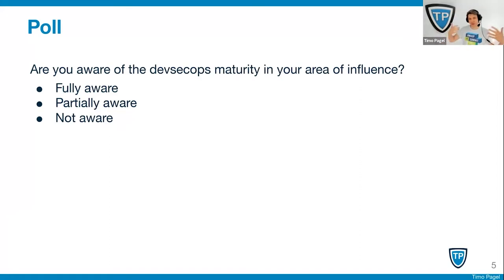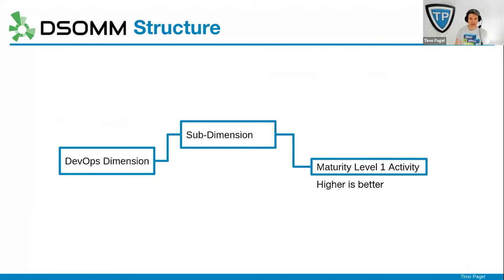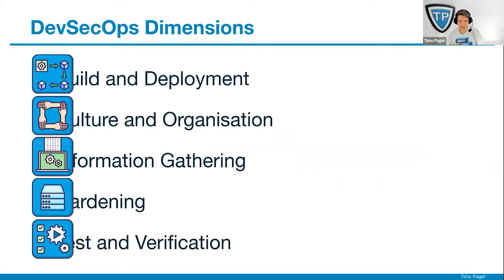Beforehand, we need to get to know the DevSecOps maturity model a bit in general. So we have the DevOps dimensions, then we have sub-dimensions for these different dimensions. And in the sub-dimensions, you have multiple levels, four levels. It starts with maturity one, and the higher the maturity goes, the higher the effort of implementing these activities, or the less security benefit is in there. Maybe you have other benefits from certain activities which are not in the area of security, but we focus obviously on security in the model. These are the different dimensions: build and deployment, culture and organization, information gathering, hardening, and test and verification.